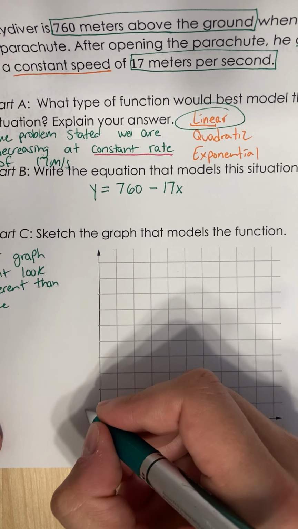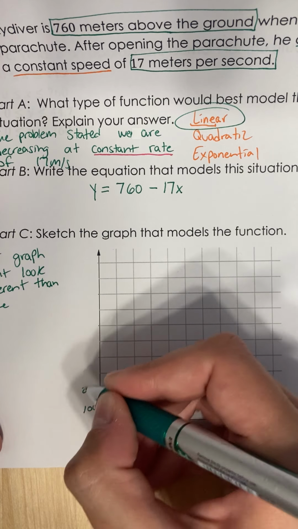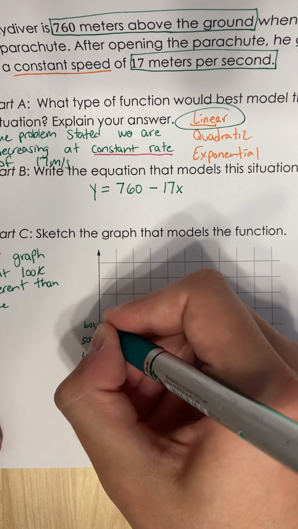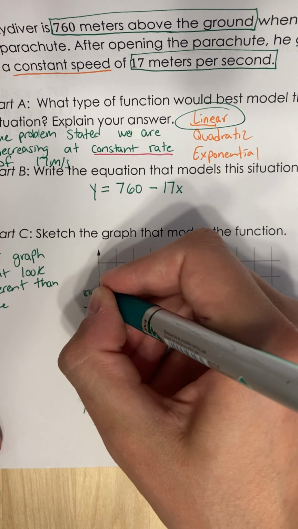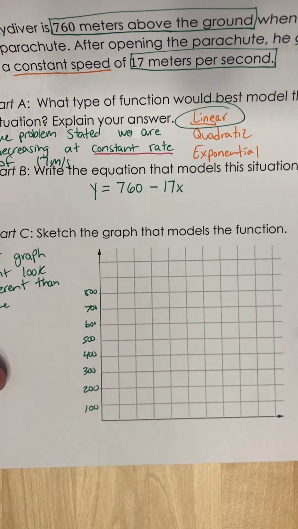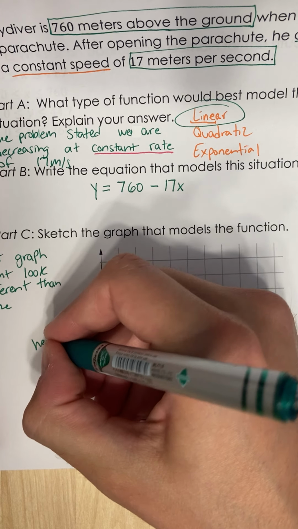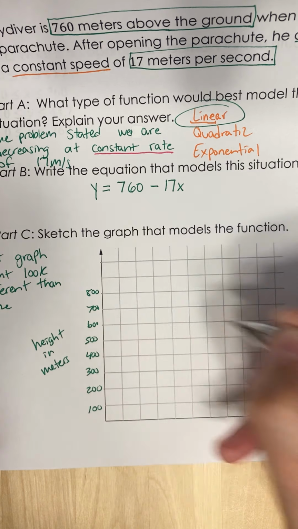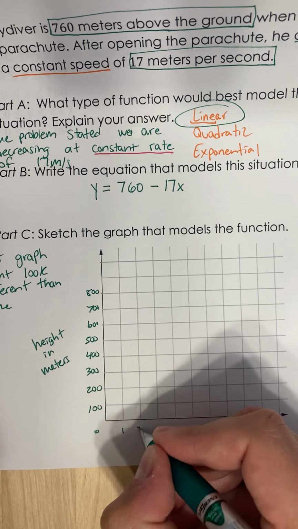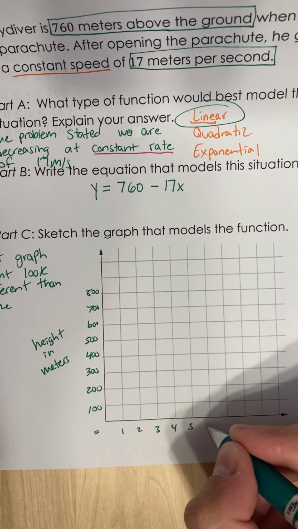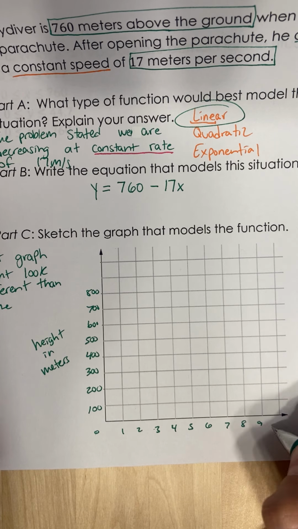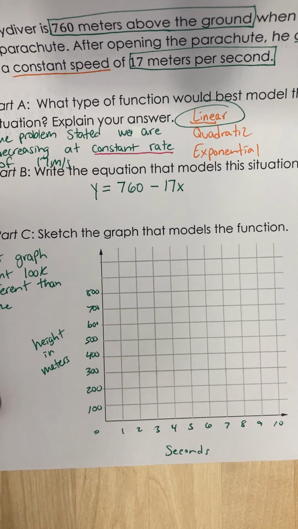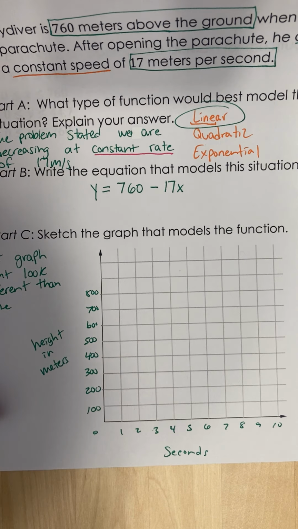So what I did is I said that this was 100, 200, 300, 400, 500, 600, 700, and I went up to 800. I don't have to go any higher because the max is 760. So this is our height in meters. And then this is going to be 0, 1, 2, 3, 4, 5, 6, 7, 9, and 10. These are our seconds. This is as time is going by.